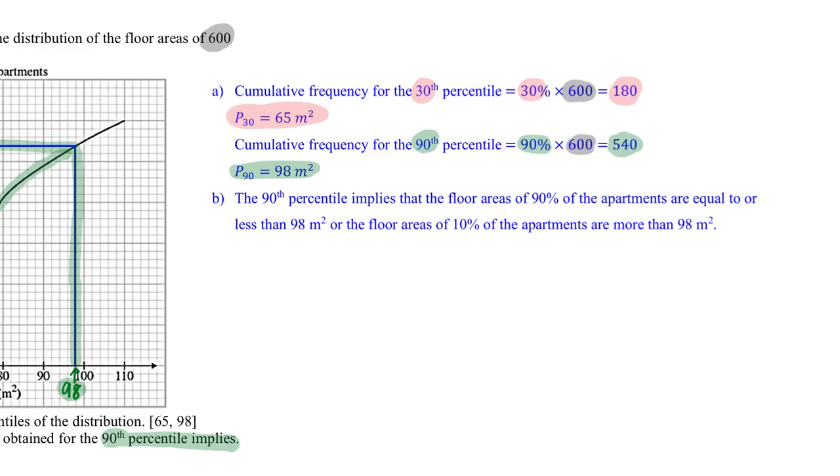Okay, so there are two parts to this particular answer, which I'm going to highlight. The 90th percentile simply means, this is the keyword, 90% are equal to or less than 98 meter square. Another way you can think of it is, you can also say 10% of the apartments, the floor areas, are more than 98 meter square.